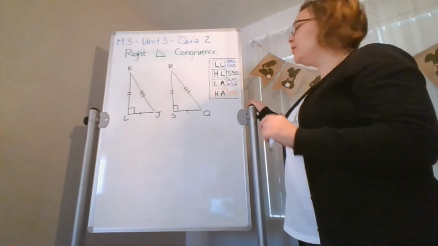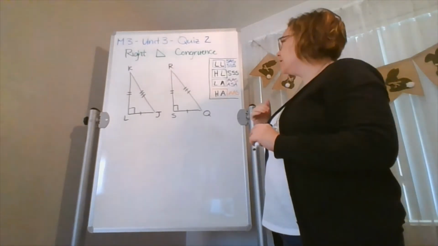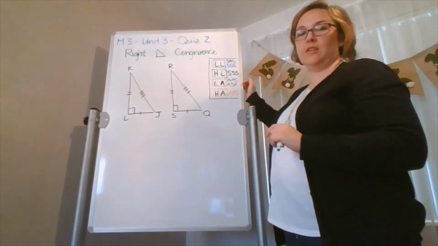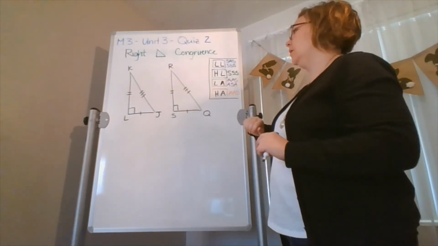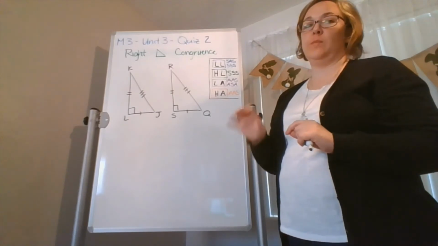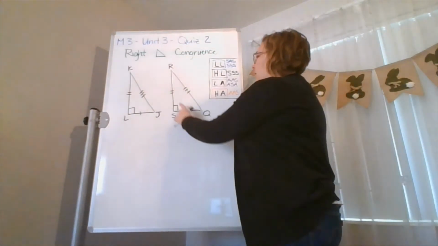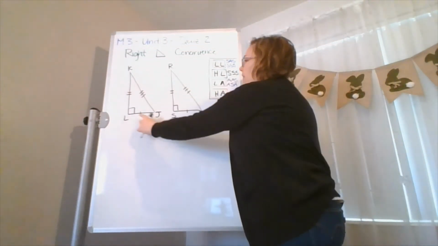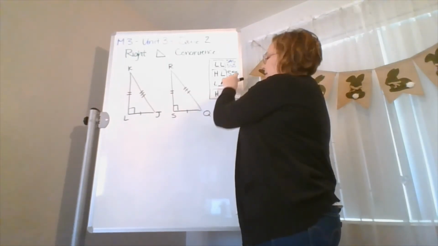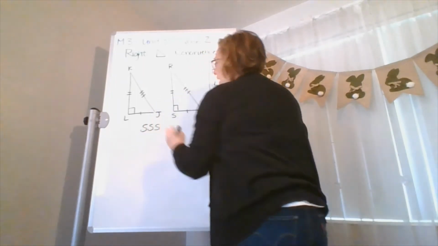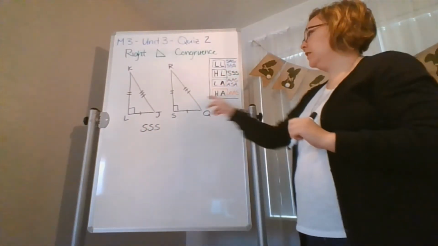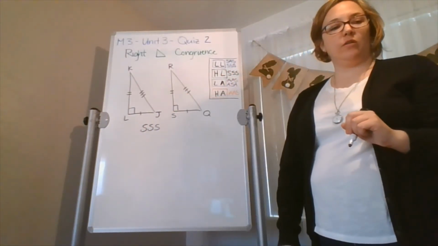All right, so what we're asked to do is determine which theorems are true or would allow these to be congruent. Hopefully there is one that is jumping right out at you. We have been given all three sides on these triangles, so that would be side, side, side. That triangle congruence theorem would prove that these two triangles are congruent.